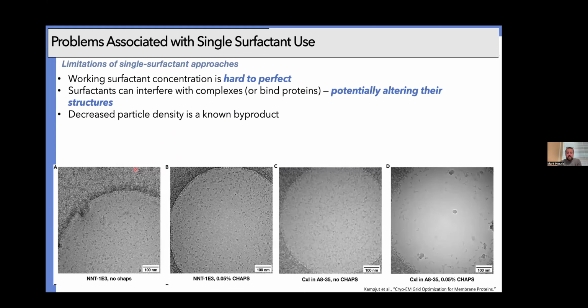Then the other thing that's really hard to perfect is that decreased particle density is a known byproduct, but it's very stochastic. What I mean by this is you take your sample, you freeze it, let's say at 10 milligrams per mL, you get preferred orientation, but you had great particle density. You can see something like this here, right? Then what you do is you add CHAPS or CHAPSO or a surfactant, you get different views, but your particles are pretty much gone. Where did all your particles go? This is a known byproduct. And so how can we reconcile what's happening when you add just a single small molecule surfactant?